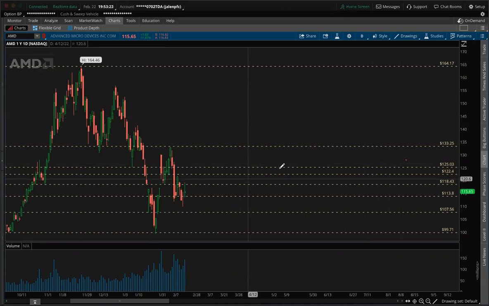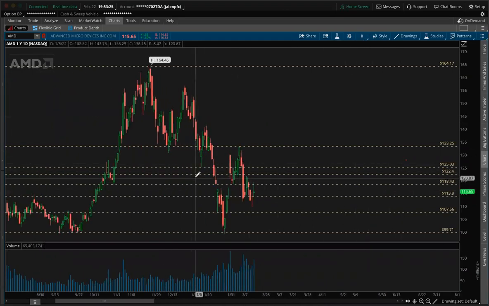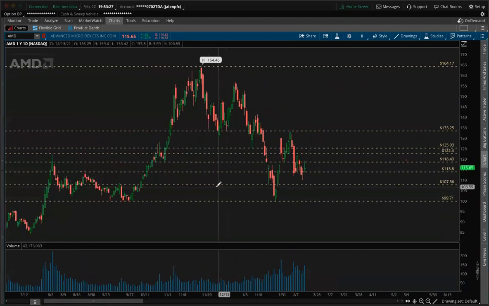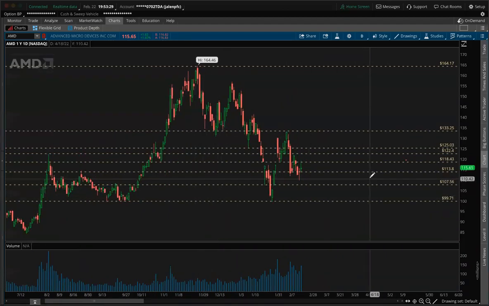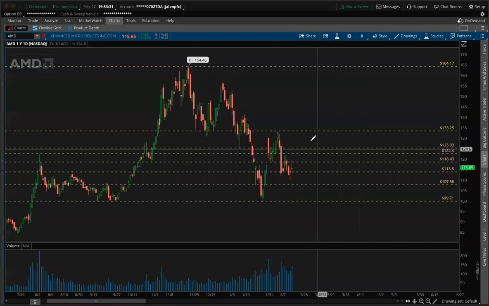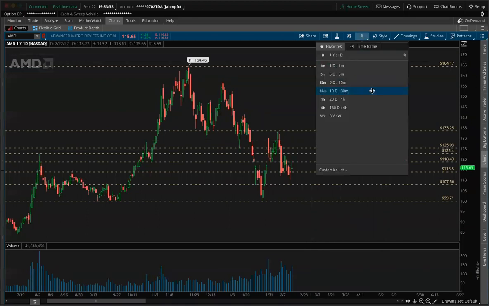So now let's go on the 4-hour chart. Here we look to see if we can find any more levels. I kind of don't see anything. I don't want to force anything. So I would just come down to the 4-hour and find some more levels.